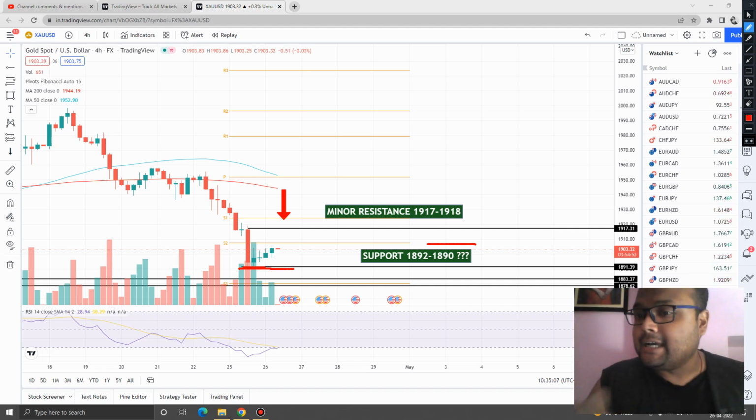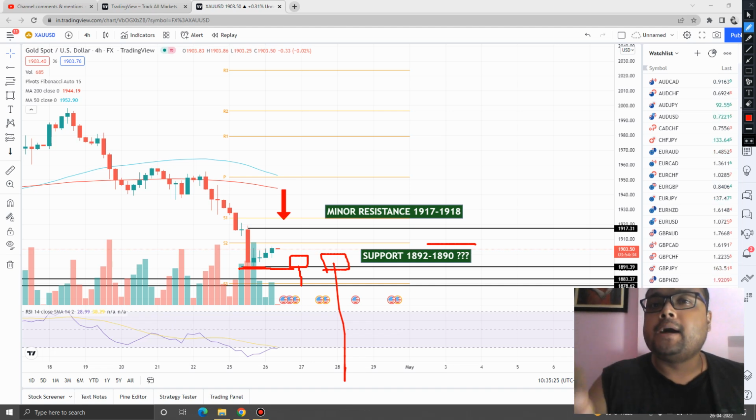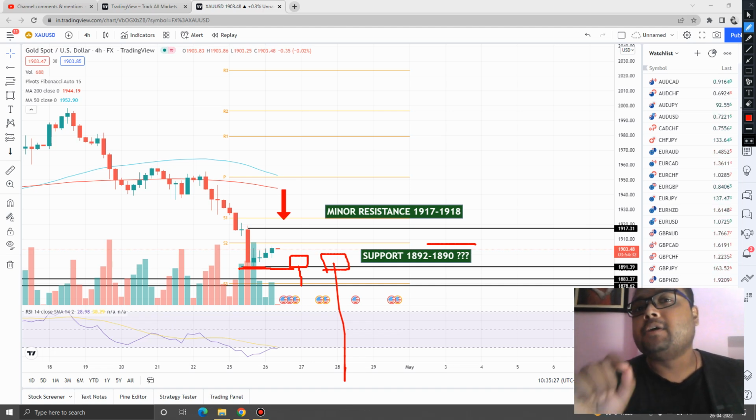So this time, listen to me carefully. If you see the market testing the level of 1890, 1891 again, observe. If you see the market taking support, forming a hammer kind of pattern, a bullish engulfing pattern, or a bullish pin bar, then you can go for a buy. But this time you need a confirmation.